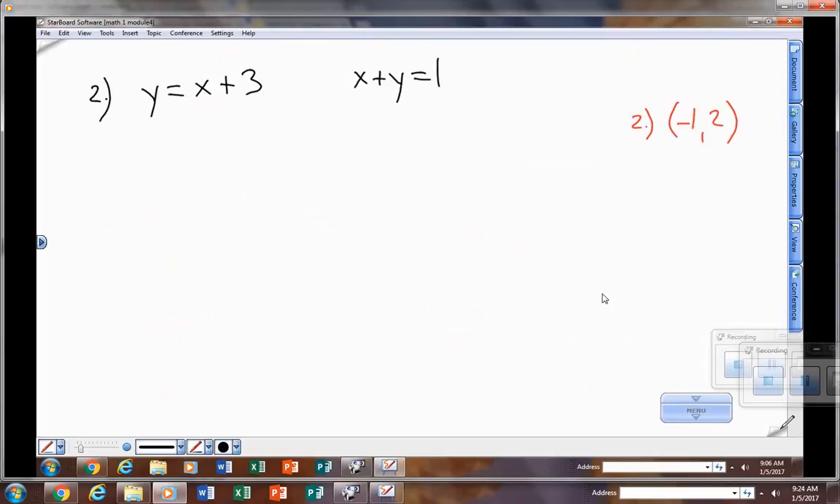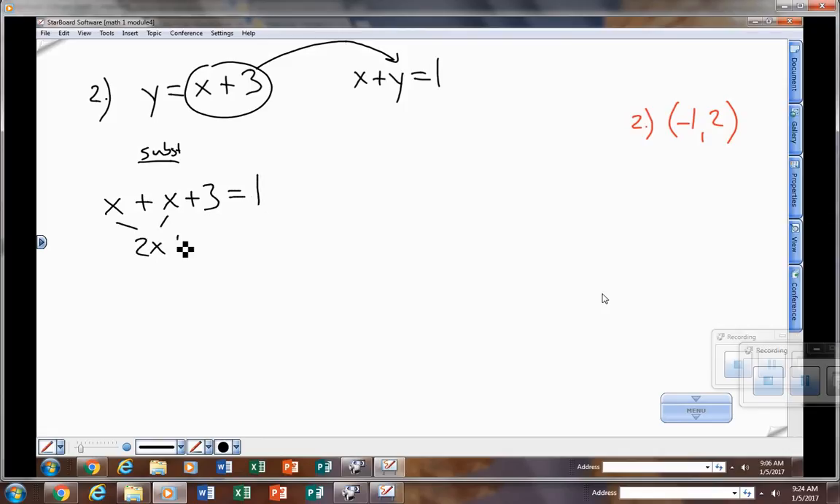substitution. Again, that x plus 3 will substitute into the other equation's y. So that y by itself tells you where in the other equation to substitute. That x plus 3 tells me what I'm plugging in there. So that's going to give me x plus, where y used to be x plus 3, equal to 1. Combine your x's to get 2x plus 3 equal to 1. Take away 3 on both sides, and that gives me 2x equals negative 2. Divide both sides by 2, which gives me x equals negative 1.